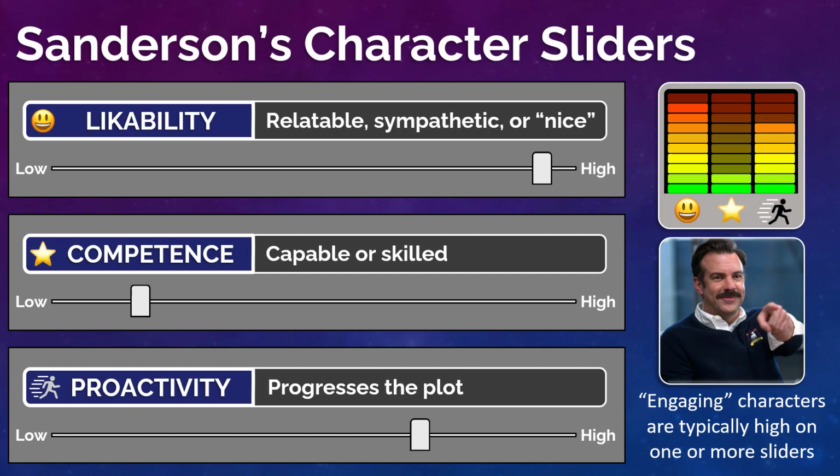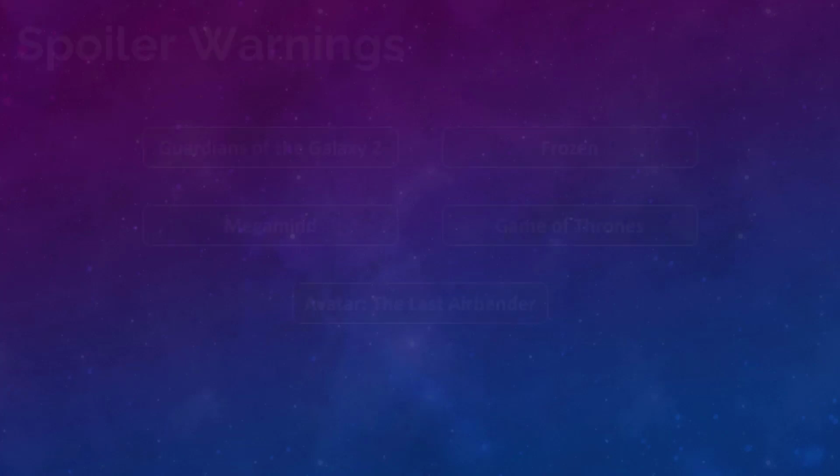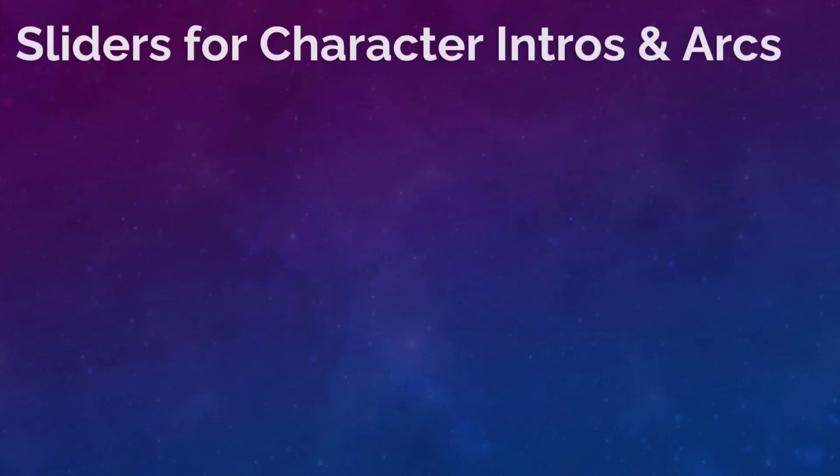With that background, let's look at how the character sliders can help with designing and analyzing character introductions and character arcs. Spoiler warning for Guardians of the Galaxy 2, Megamind, Frozen, Game of Thrones, and Avatar: The Last Airbender. When we looked at the character sliders in Part 1, they were used as a general, overall representation of the character. But it's actually quite helpful to split the character up into their introduction and their character arcs, and have different sets of sliders for each.